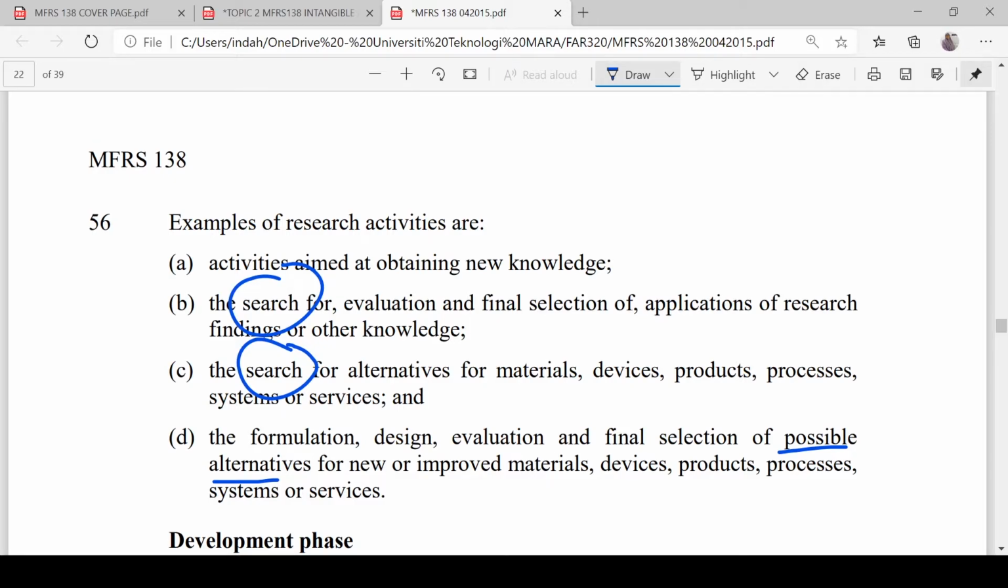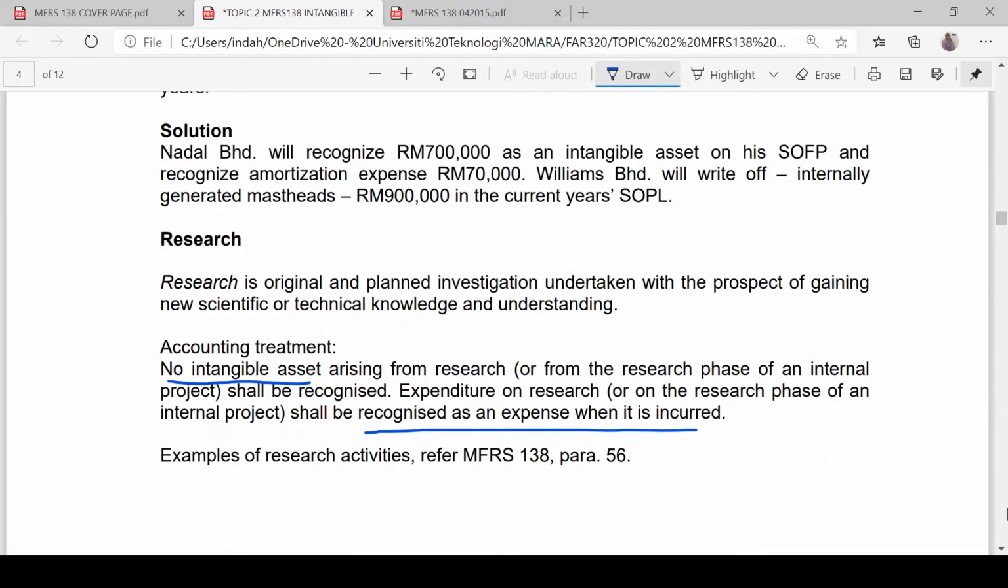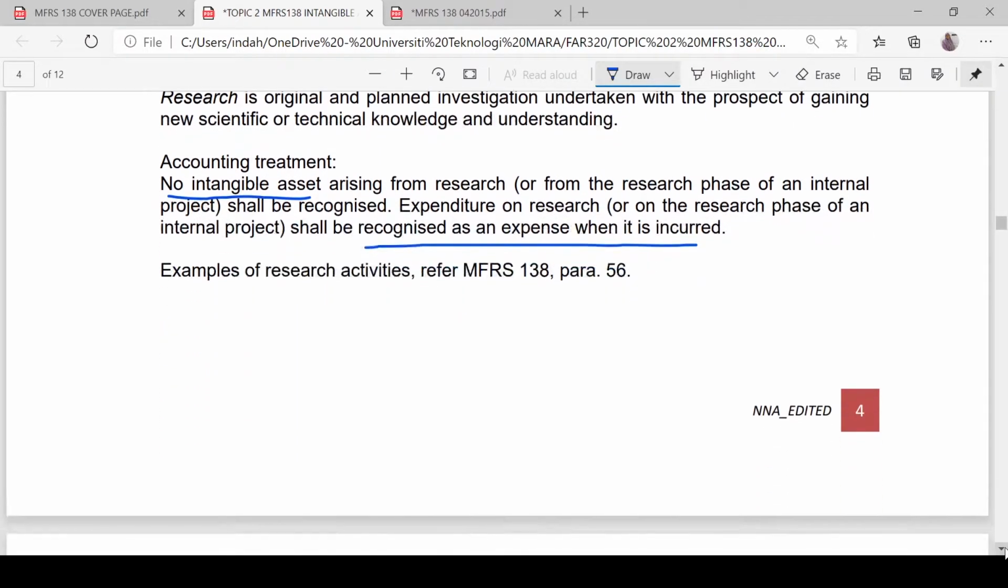So the keyword here is they are basically looking for new knowledge and they are searching for the best application, for the best material, for the best process. And then they are looking for possible alternatives. They are still searching for something, they are still looking for something. So these are the research activities. So any cost incurred for these activities is to be expensed off in SOPL. All right, so let's look at one example.